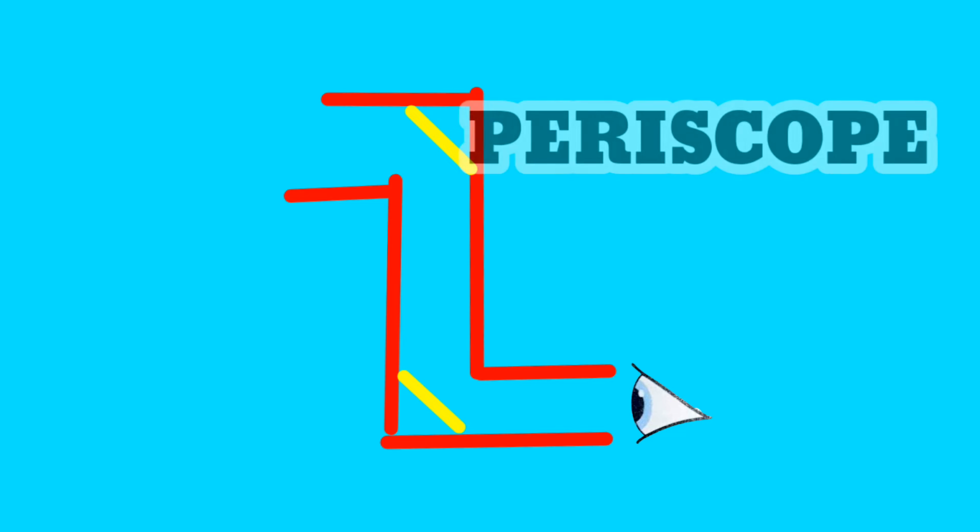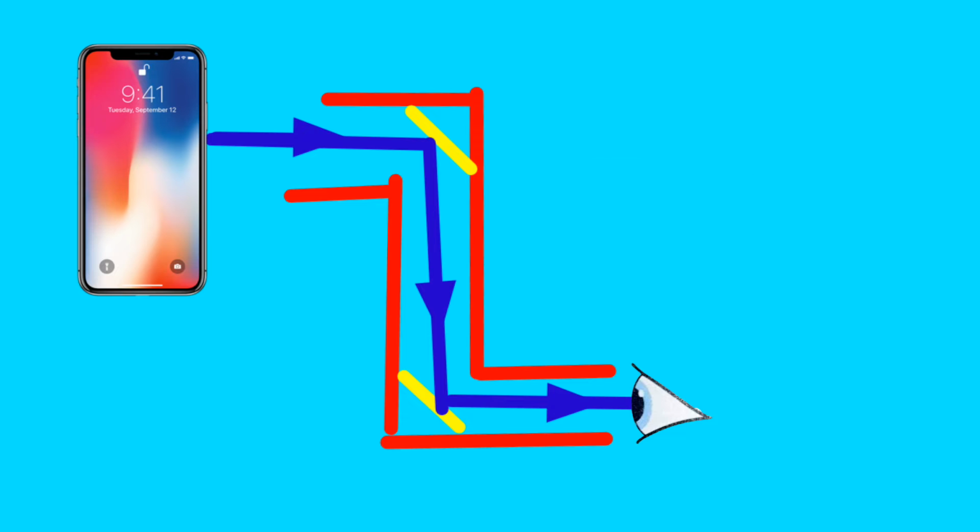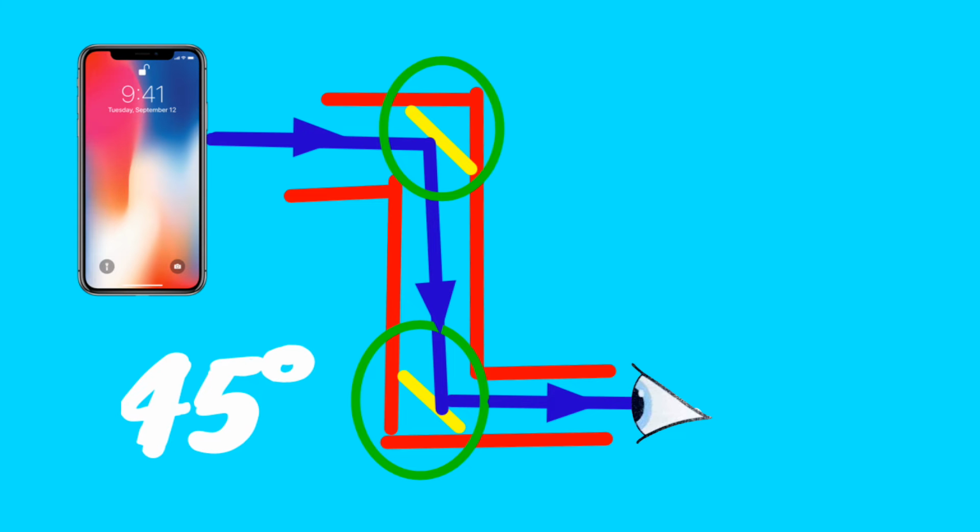This is a periscope. Light rays fall on the top part and get reflected, and we can easily see it. It has two mirrors placed at an angle of 45 degrees.